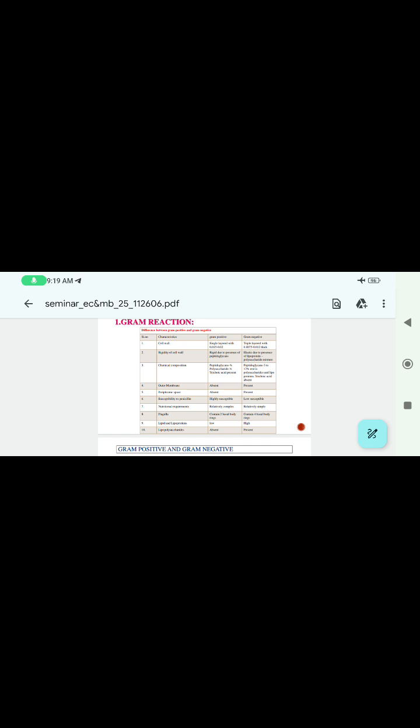Flagella contain two basal body rings in gram positive, while gram negative contain four basal body rings. Lipid and lipoproteins are low in gram positive and high in gram negative. Lipid means a fatty, waxy or oily material that is insoluble in water. Lipoprotein is a complex particle made up of lipids. Then lipopolysaccharides are absent in gram positive and present in gram negative bacteria.